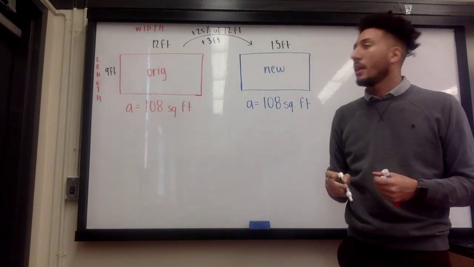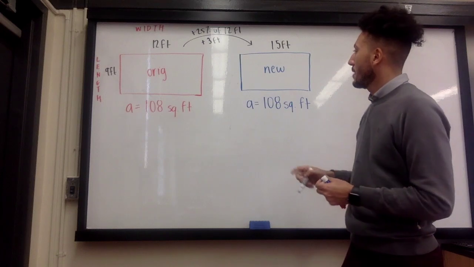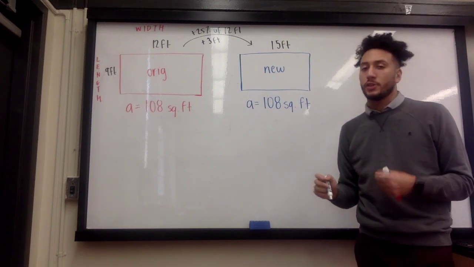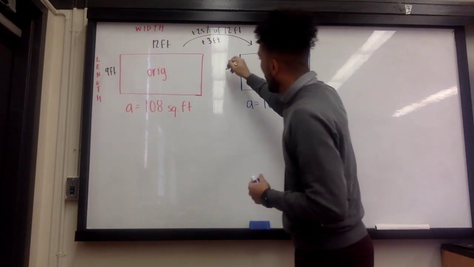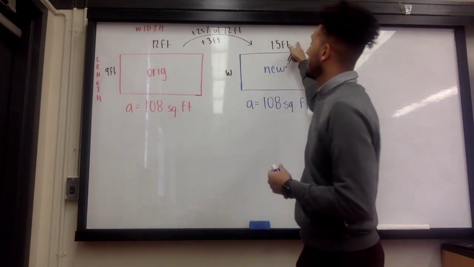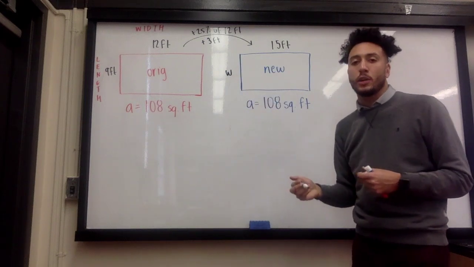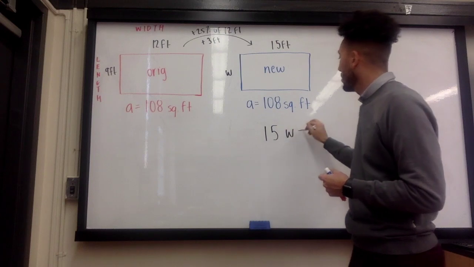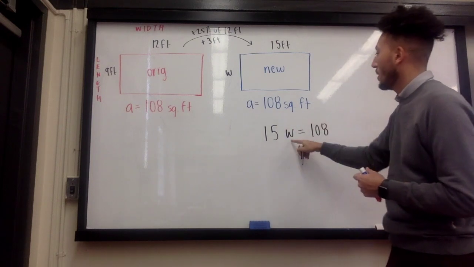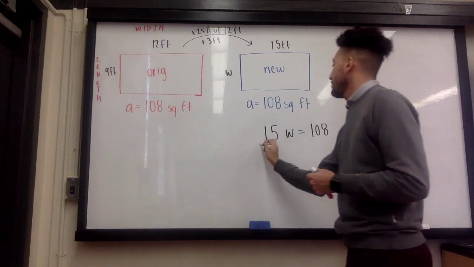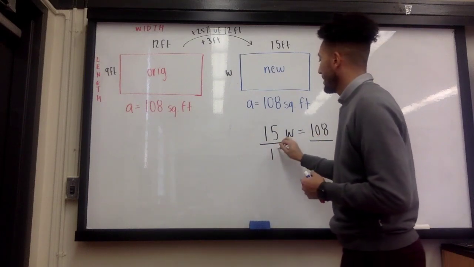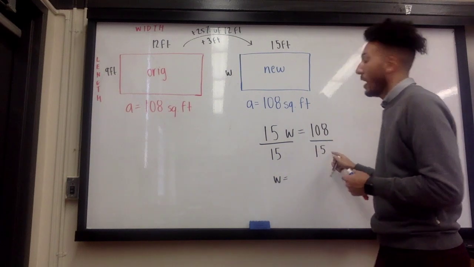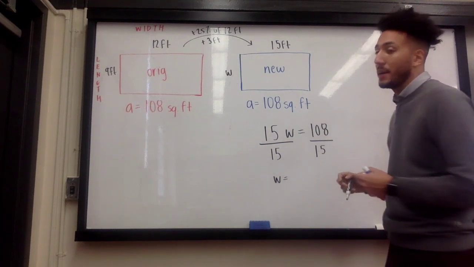to get to my length in my new? Again, they both have the same area of 108 square feet. So I need to determine what my length would be if I multiply 15 by W to get to 108. So 15W equals 108, so I can determine my length. If I divide both sides by 15, I will get W is equal to this value right here, 108 divided by 15.